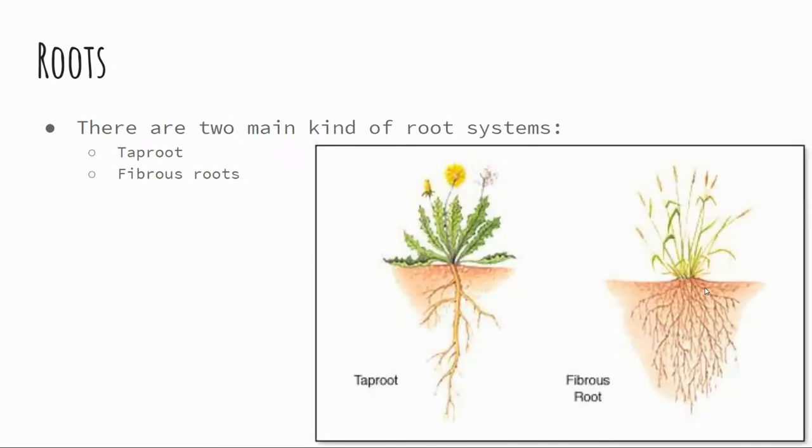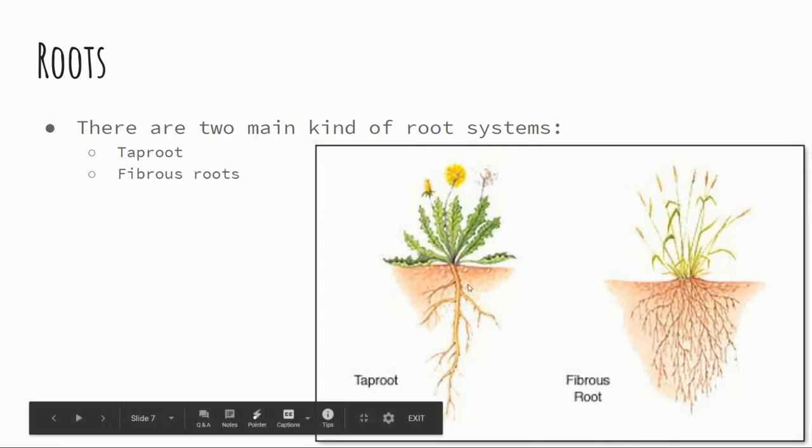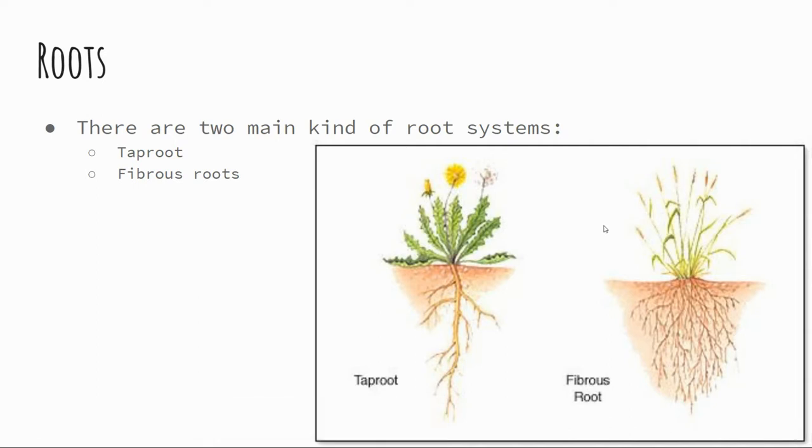All right, so roots. There are two main kinds of root systems. You have taproot systems and fibrous root systems. If you look at a taproot system, you typically have one large root that is going deep in the ground with smaller roots coming off the side. And then a fibrous root system, you have a bunch of smaller roots that typically don't go as deep, but they normally go out a little bit wider than you see in a taproot system.